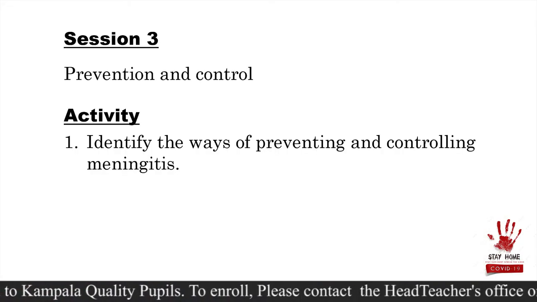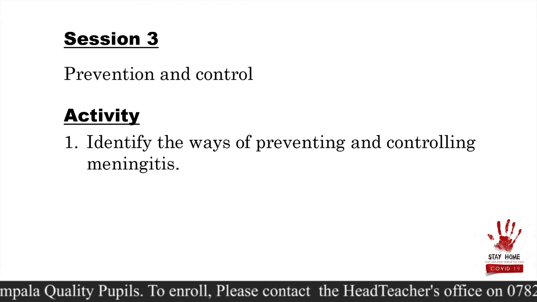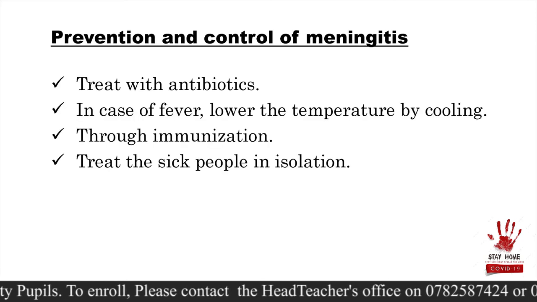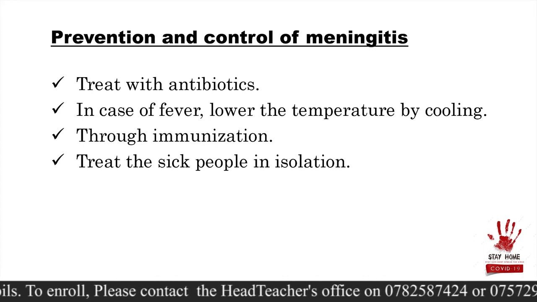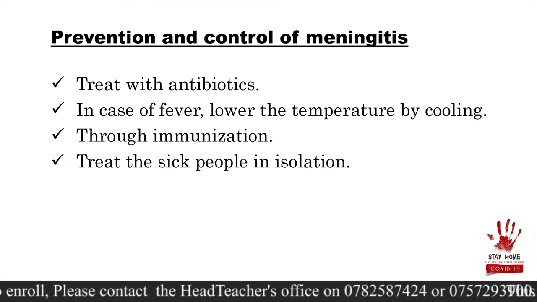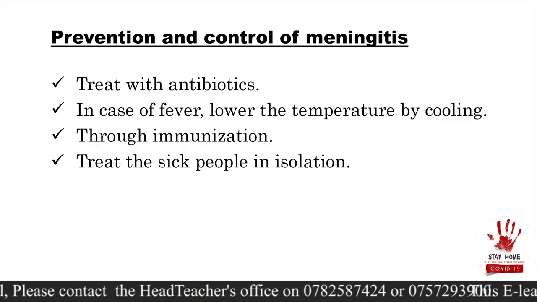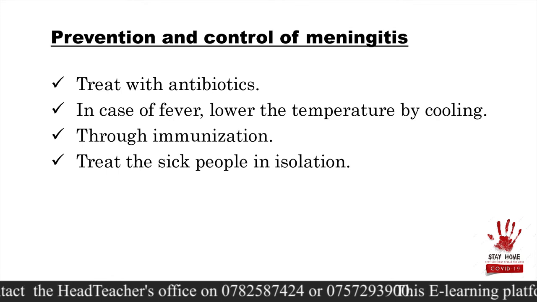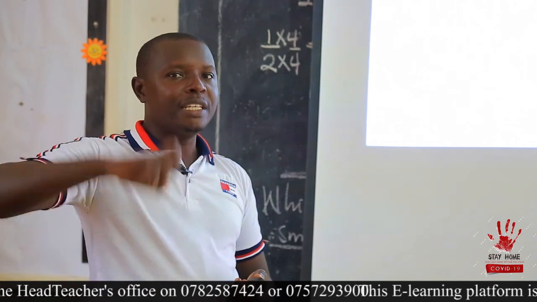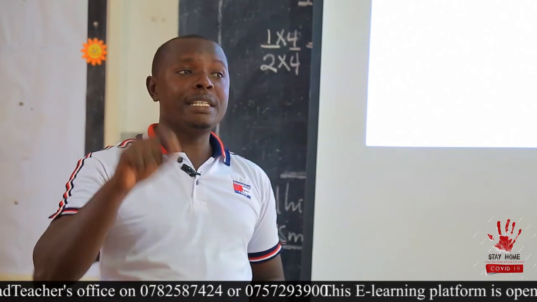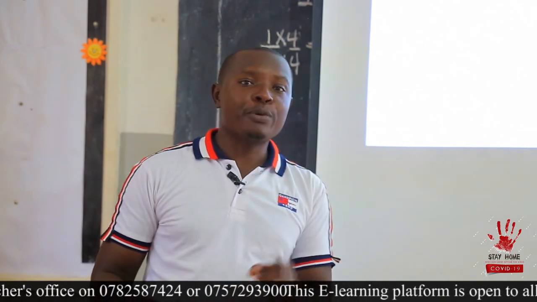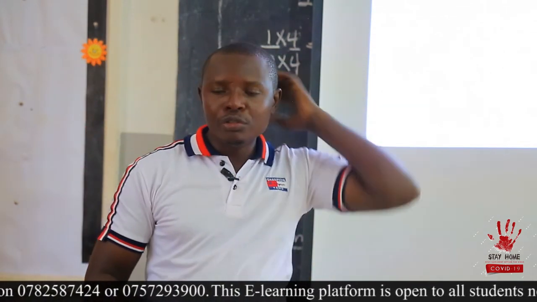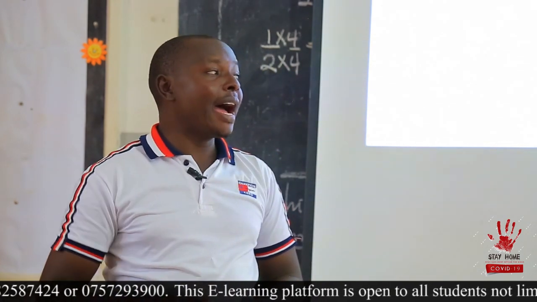Now, how can we prevent and control this meningitis disease? Because it is also immunizable. One, we treat the person who is infected with meningitis by giving antibiotics, because we say it is caused by bacteria. Another one, in case of fever, we lower the body temperature by cooling. How do you cool the body temperature? You do what we call tepid sponging. T-E-P-I-D. That is tepid sponging. You get a piece of cloth, put it in cold water, and later you apply it on the body of the person who has high fever.